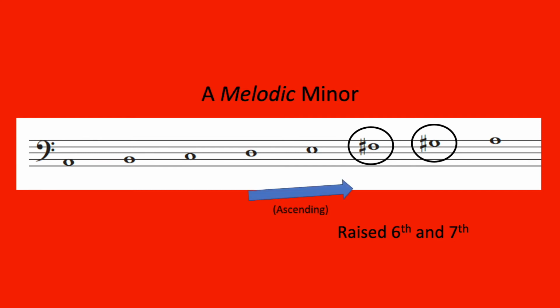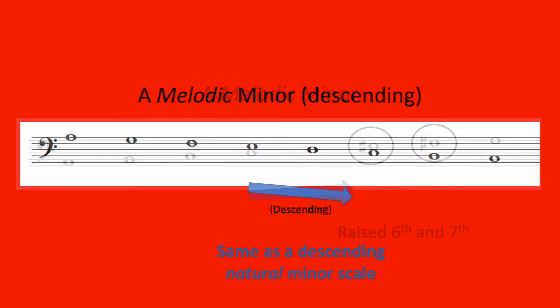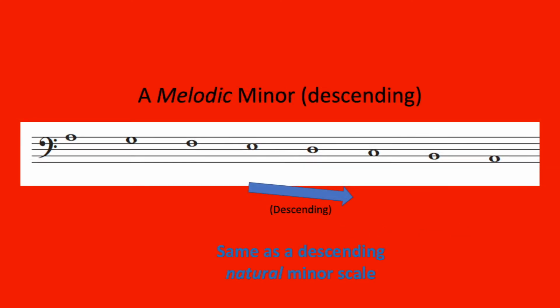All right. What happens when we descend? Well, the sixth and seventh are no longer raised, and it actually just resembles a natural minor scale. So here is a melodic minor ascending and descending.